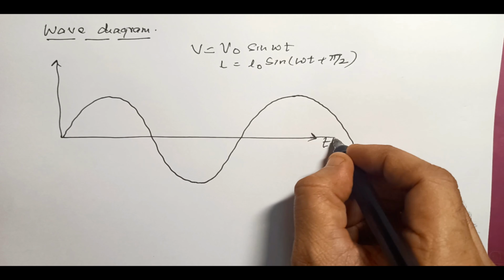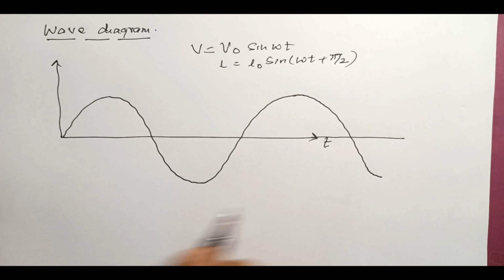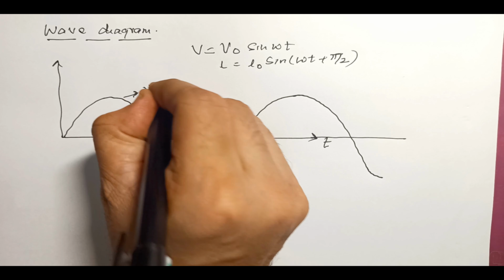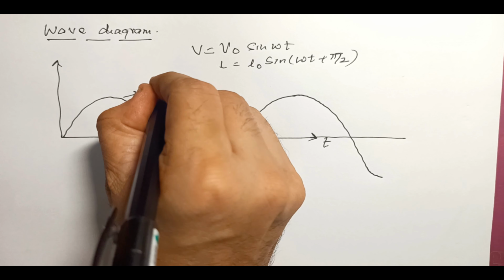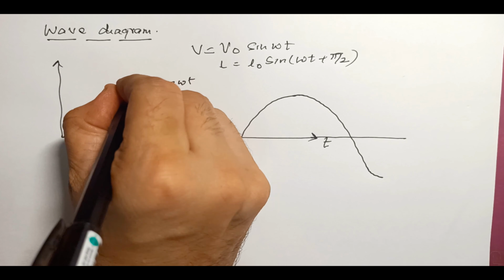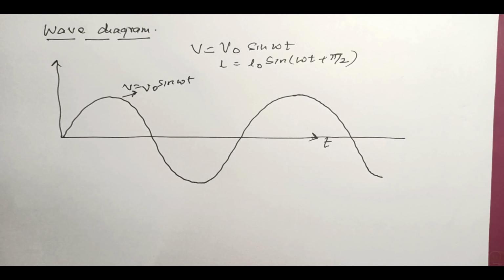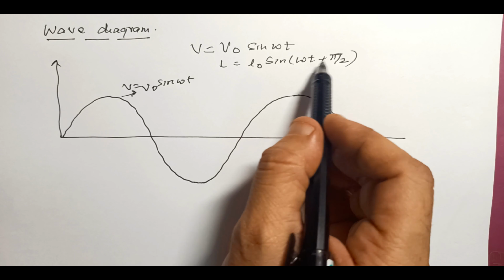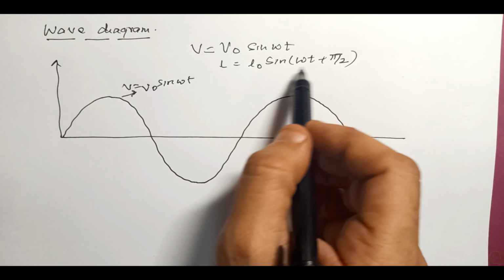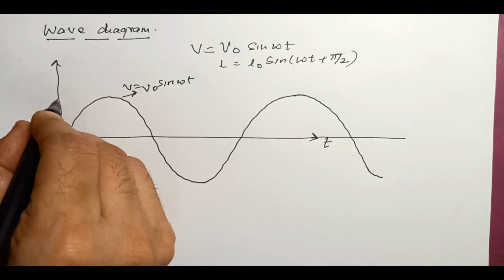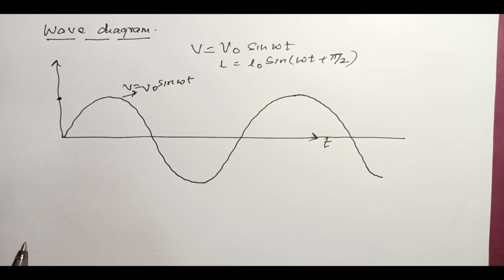Correct? So this is something of V equal to V naught. Let me write it. V is equal to V naught sine omega t. Now remember, if I put t is equal to 0, it is sine pi by 2. Sine pi by 2 is the max. So this will start from max.